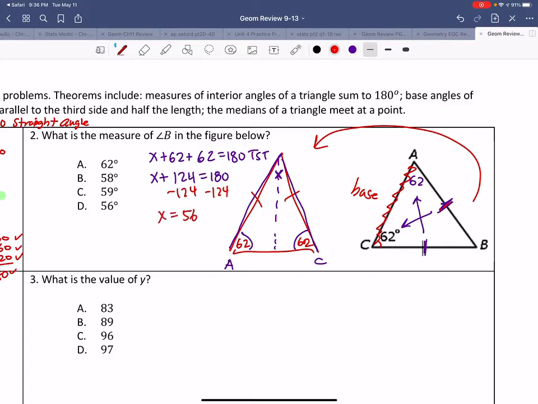equals 180, so X is 56. And that's one of our answers. And we can plug that in and we can check it. Is 56 plus 62 plus 62 180? And I think it is.